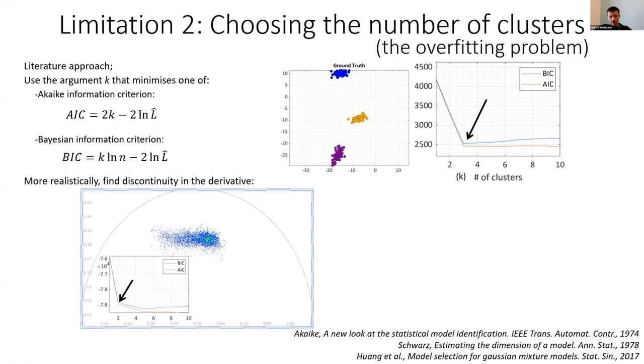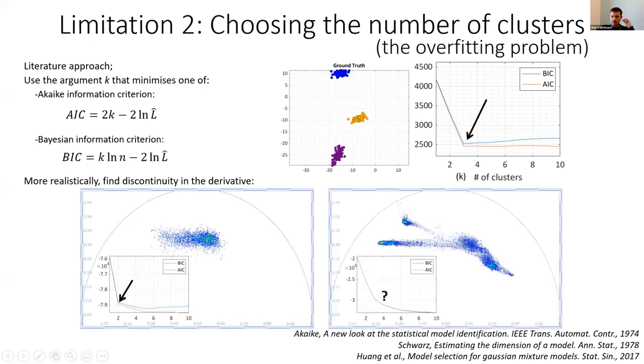But in reality, you don't get these minimums. What you get is an angle. That is what people usually do: find a discontinuity in the derivative and say, okay, we choose this number of clusters. For example, here, what's the best solution? 3, maybe 6. Hard to tell.